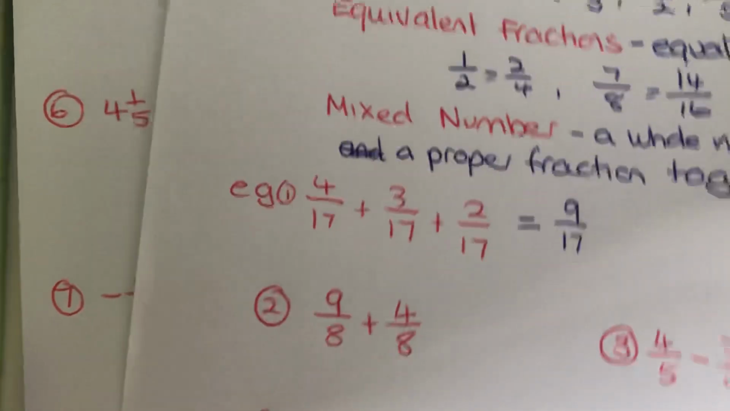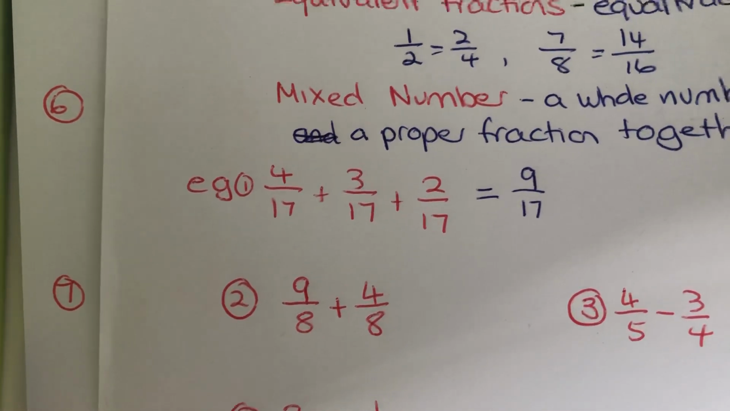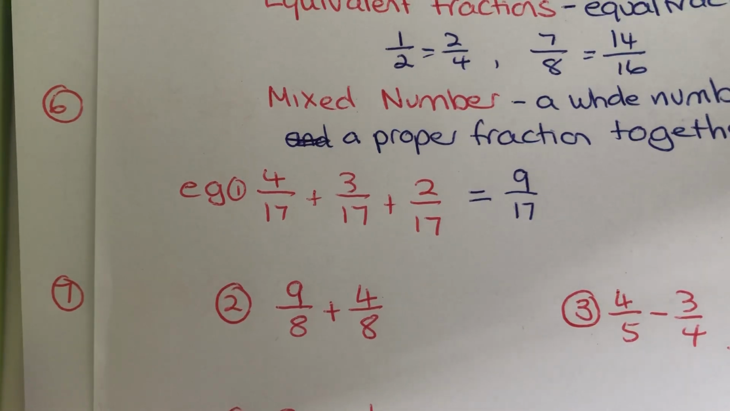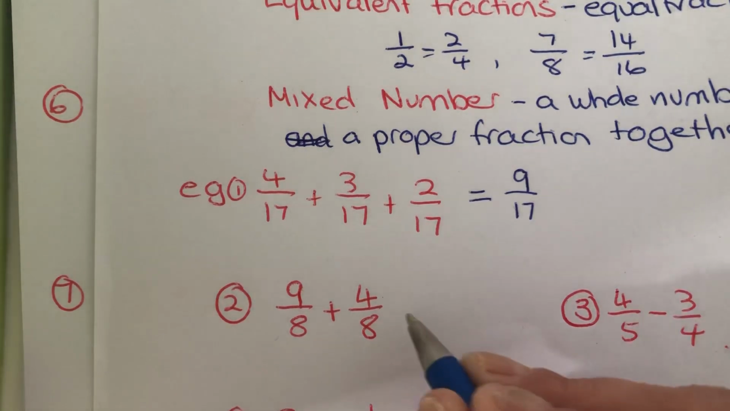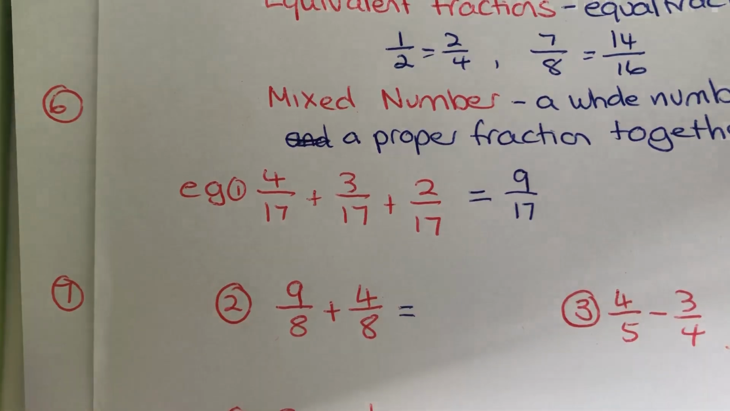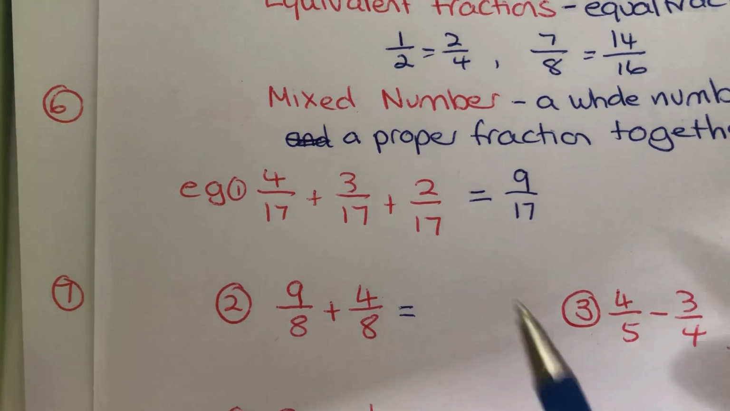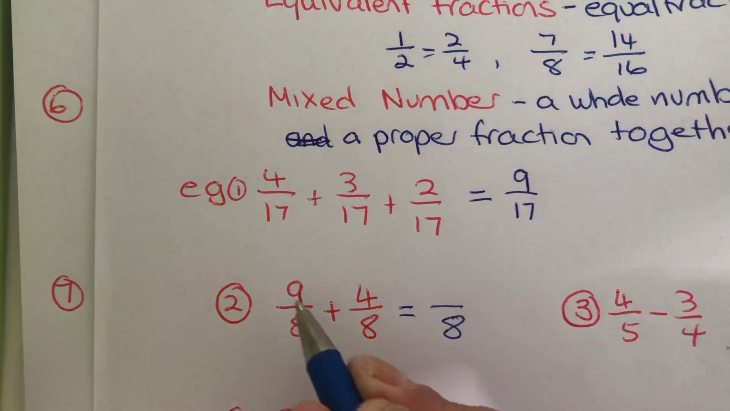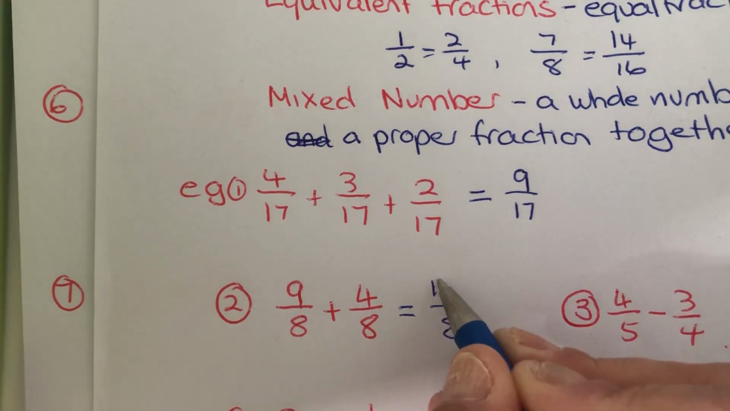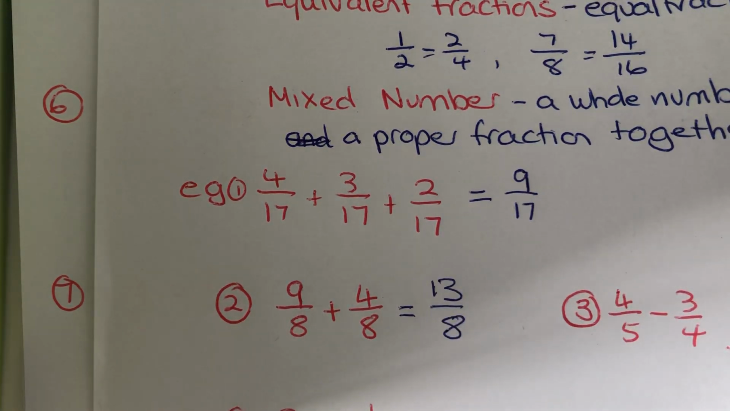All right, let's have a look at example number 2. Don't forget, you can press pause at any time if I'm going too fast. All right, so you need to write down 9/8 plus 4/8. Press pause if you need to. Okay, so there's the same on the bottom, so again, that's a nice easy one. And we go 9 plus 4 is 13, and we get 13 over 8.